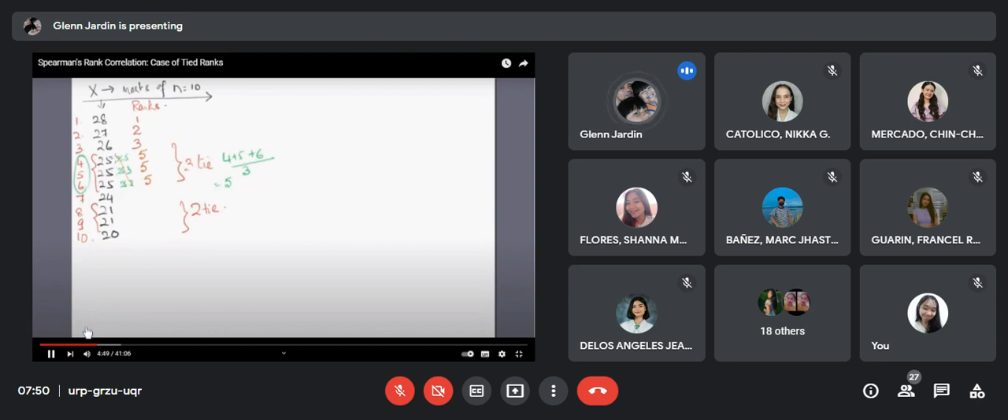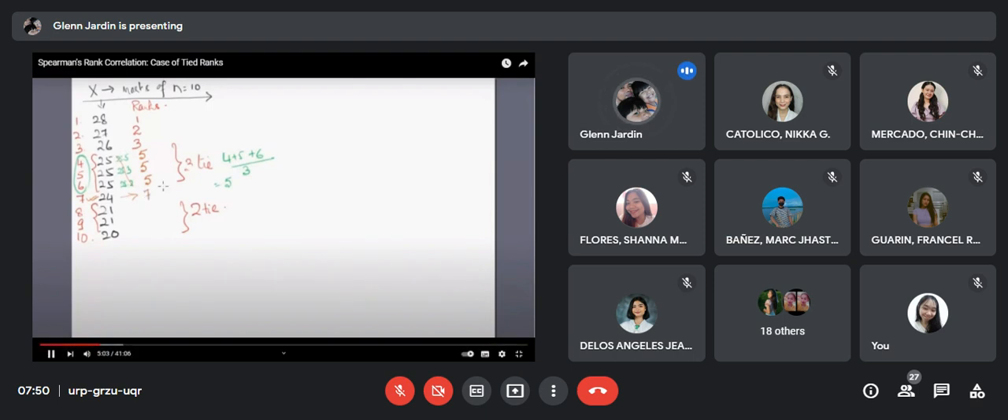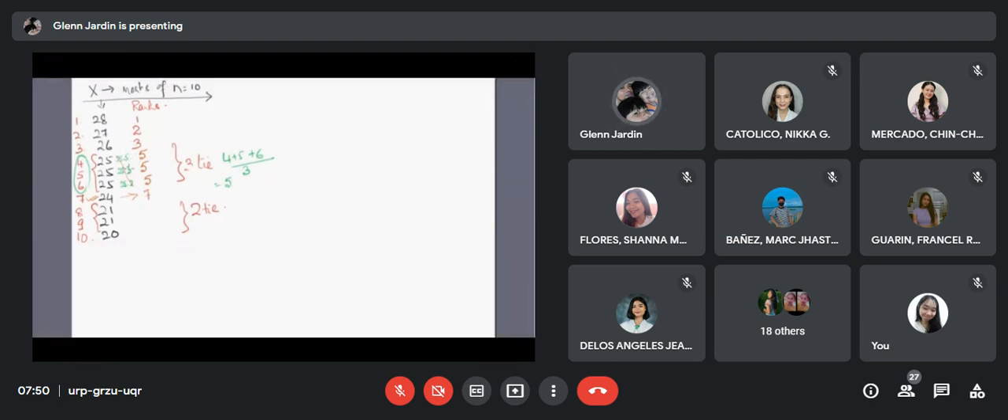Their marks being equal, I'm giving them rank 5. The next student, number 7, will he get rank 6? No, his rank will be same as what we have here, rank 7. You see, this is 1, 2, 3. The next, this is serial number 4, 5, 6. There will be no change here, so this student will have rank 7.